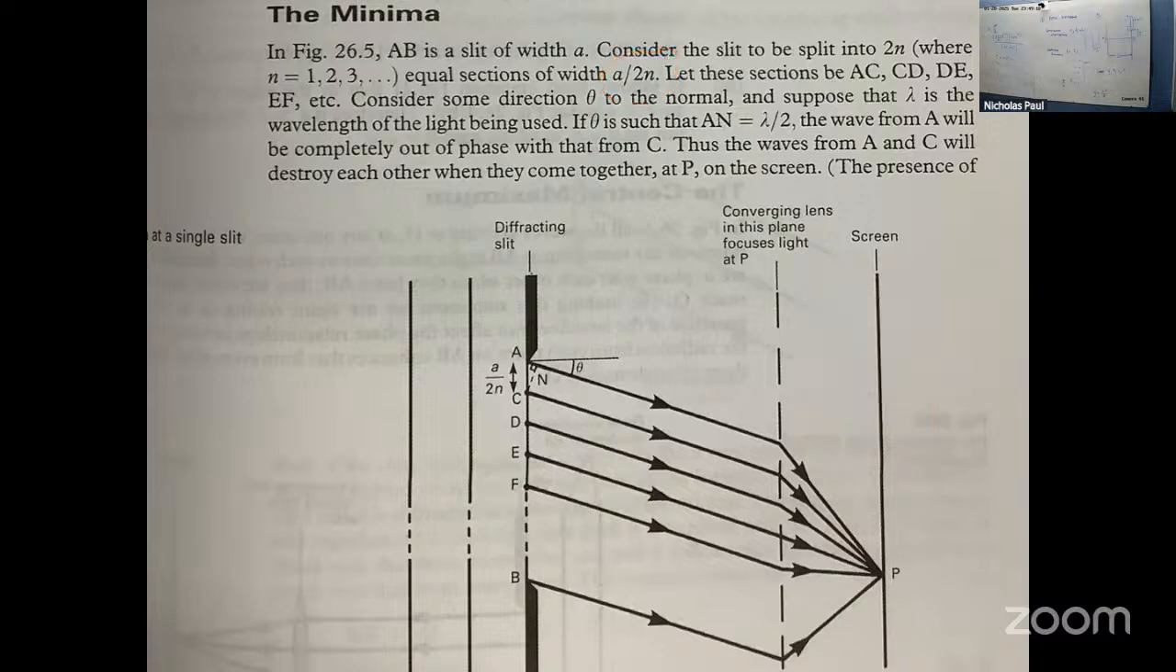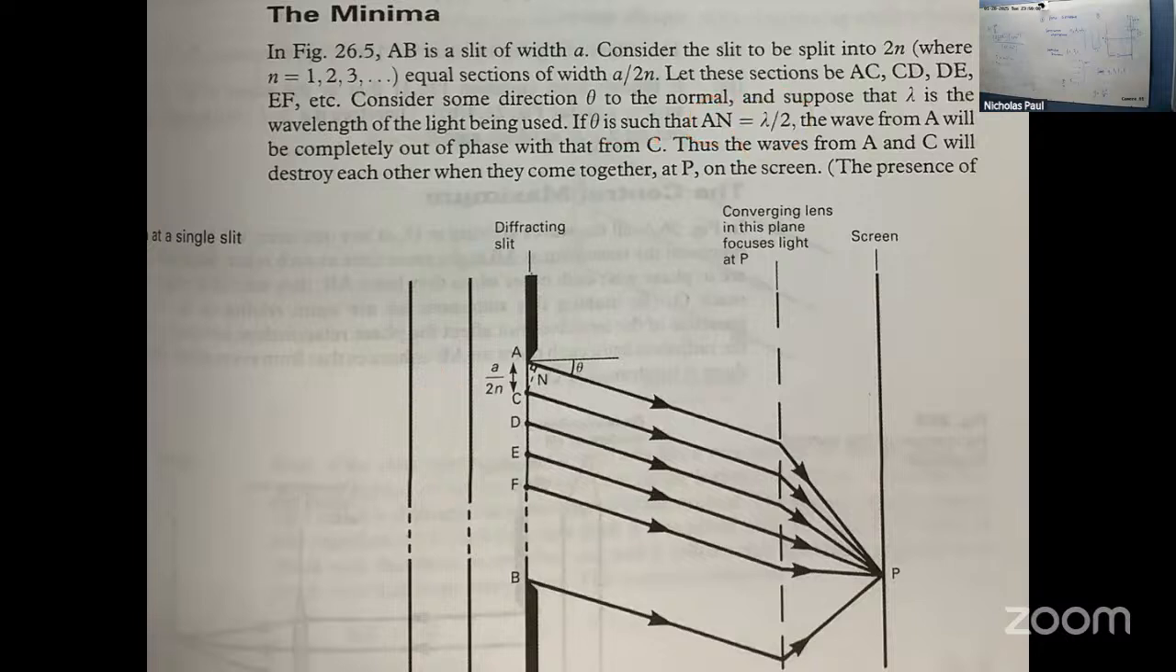Here's what it says now. Consider some direction theta to the normal. Imagine the ray coming in like that. This is the normal, and this is the angle theta. Suppose that lambda is the wavelength of the light being used. If theta is such that AN is lambda over 2, what does that indicate?